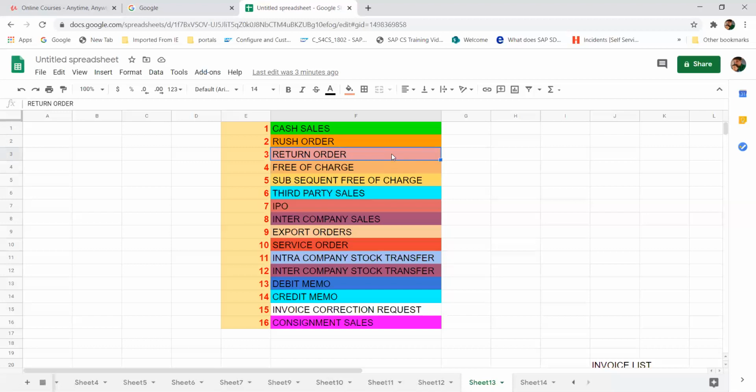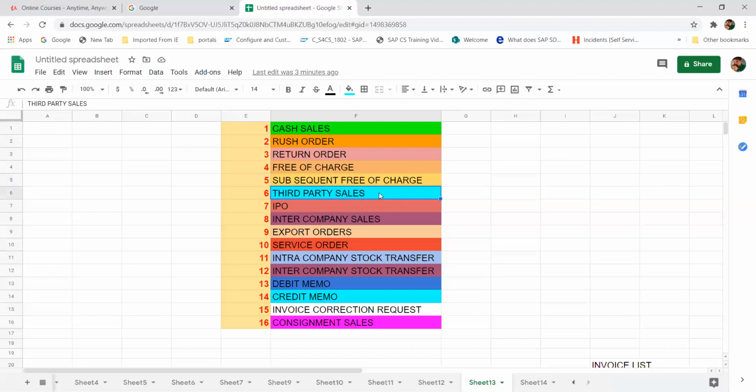So when any product is damaged, or for some other reason you would like to return your product, that is returns. Then free of charge: if you'd like to send samples to your customer, that is free of charge. Subsequent free of charge is when, instead of paying back, you have to return the equivalent worth of product, or another product which is equivalent to the same product which was actually delivered in the initial OTC process. There your subsequent free of charge comes into the picture.